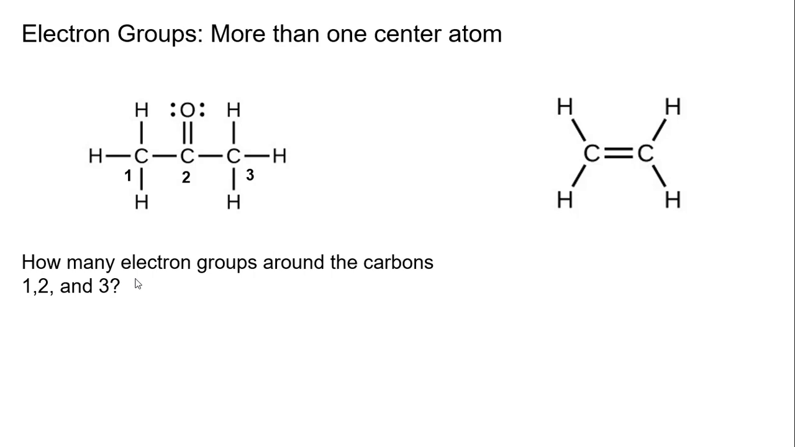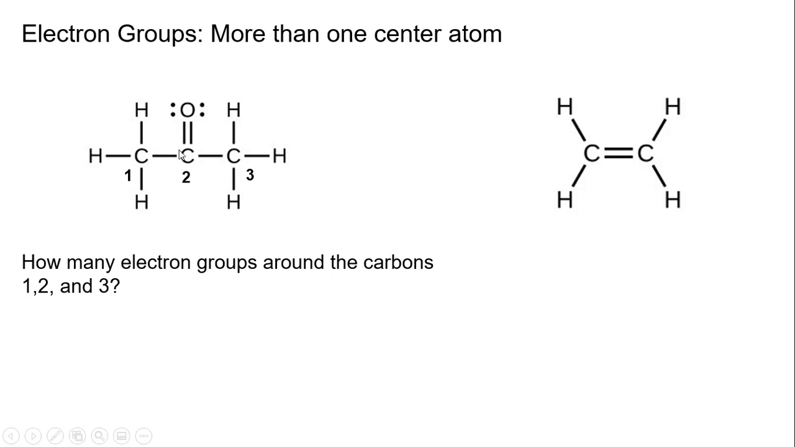So I'm going to go over these to show you how you break it down. Let's say we have this one here. We have 3 carbons. So this is a center atom, this is a center atom, and this is a center atom. The 1 and the 3 look alike. They're very symmetrical. But the one in the middle is not.